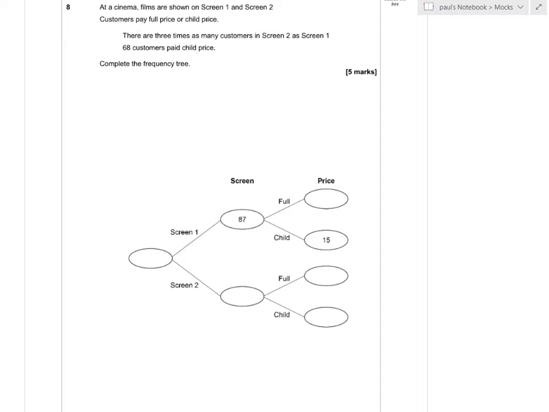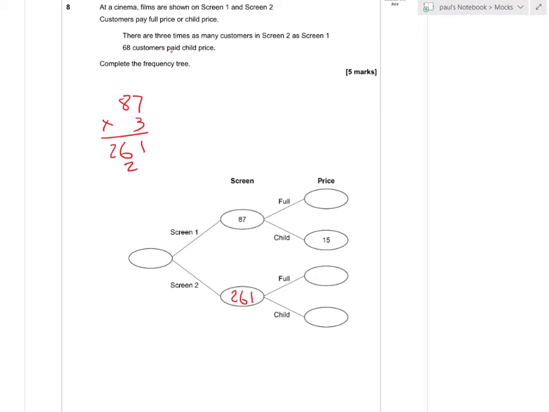At a cinema, films are shown on screen 1 and 2. Customers pay the full price or child price. There are 3 times as many customers in screen 2 as screen 1. So we've got to get 3 times as many as that. Okay, 87 times 3. 3 sevens are 21 and 3 eights are 24, 26. So I've got 261 there.